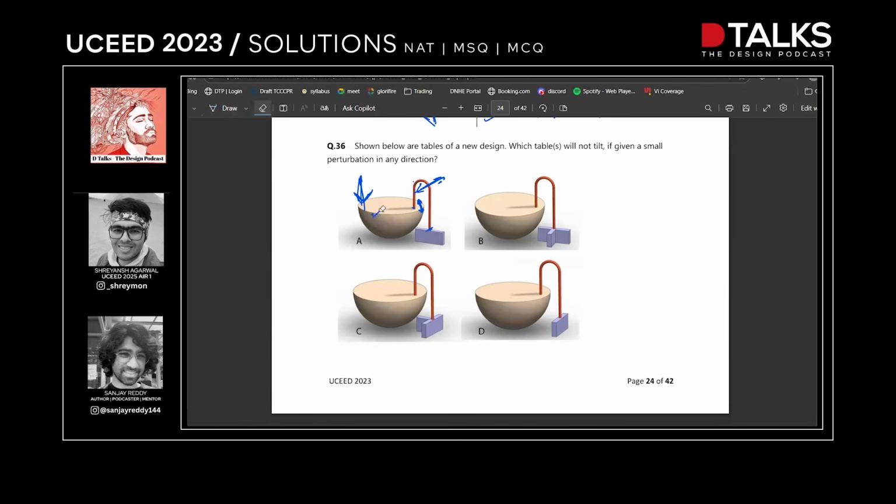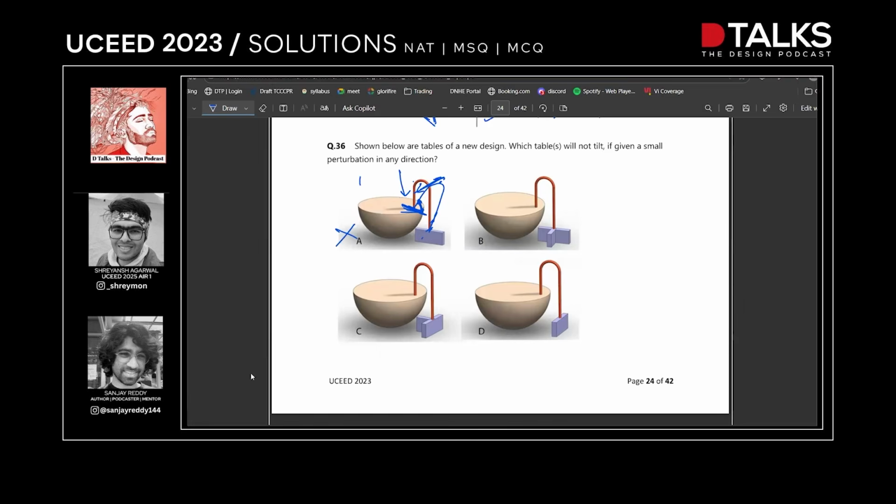Let me raise and explain it properly. If I push it here, this particular part will tilt like this, right? So that means the rod is now gonna become like this, and there's nothing in the bottom to stop this particular direction, so it's gonna topple. That means option A is wrong.